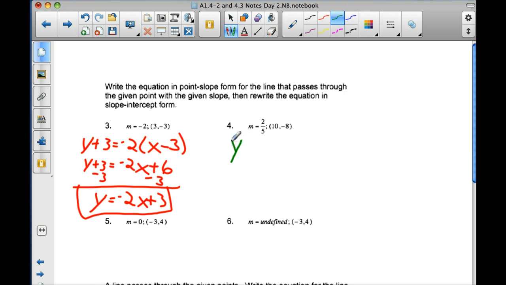Name the point slope form. y plus 8 equals 2 over 5 times the quantity of x minus 10.